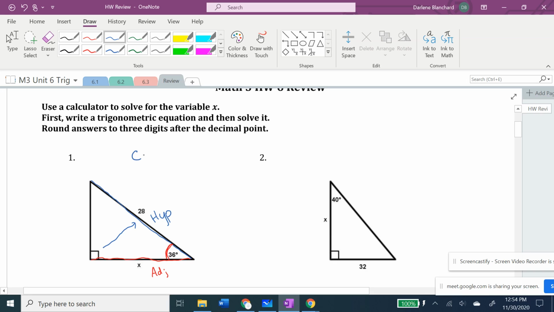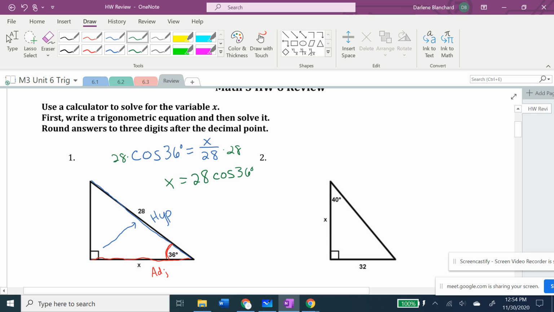So what I expect you to do is write the cosine of 36 degrees is equal to x over 28. Then you're going to use your calculator and solve for x. You don't have to show an in-between step. The in-between step would be multiplying both sides by 28 to write that x is equal to 28 times the cosine of 36 degrees.